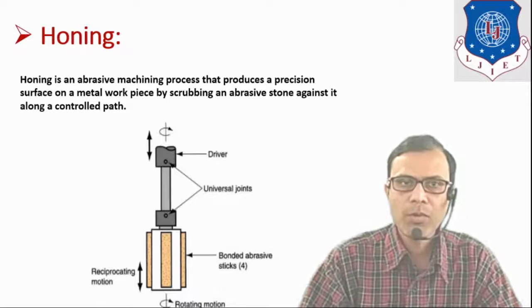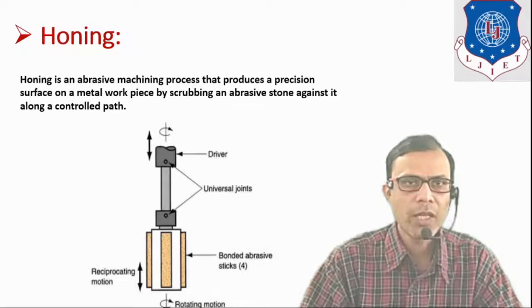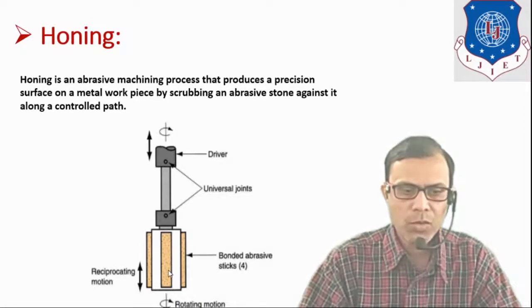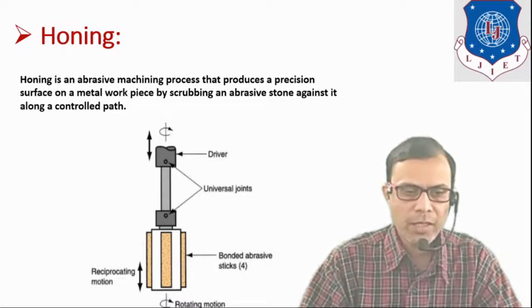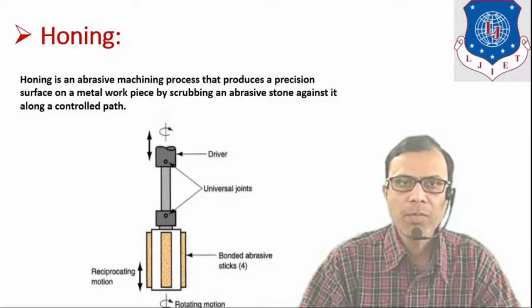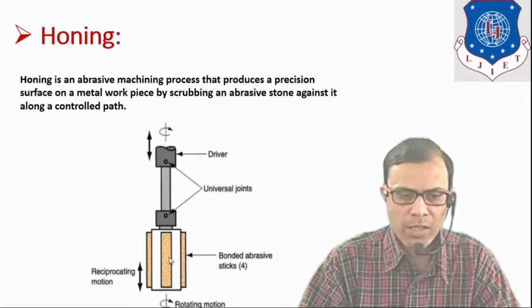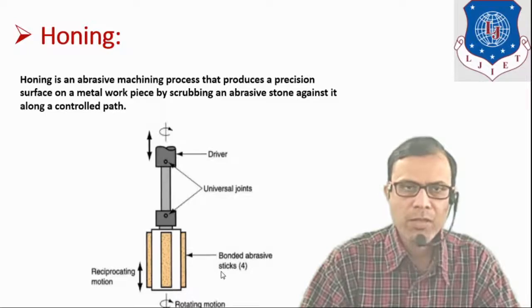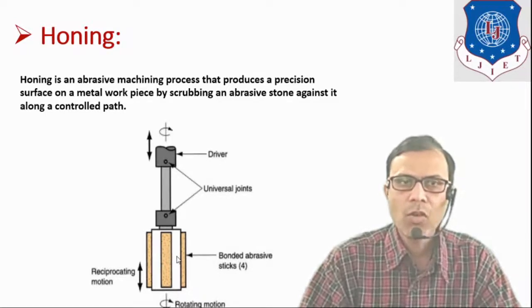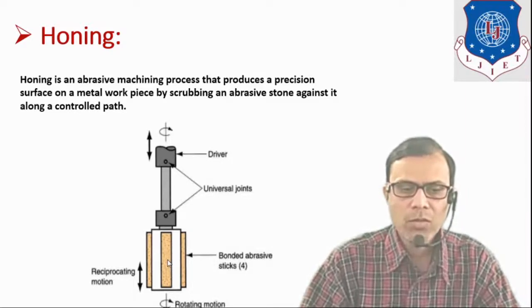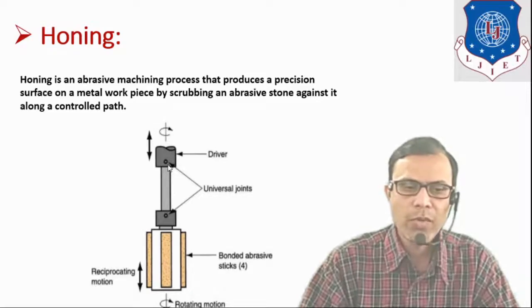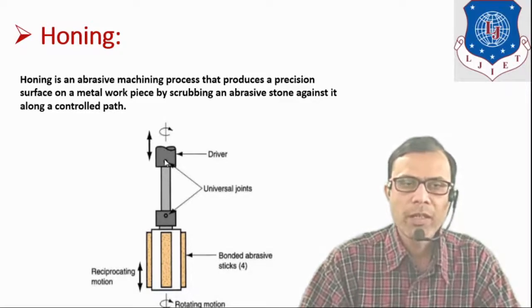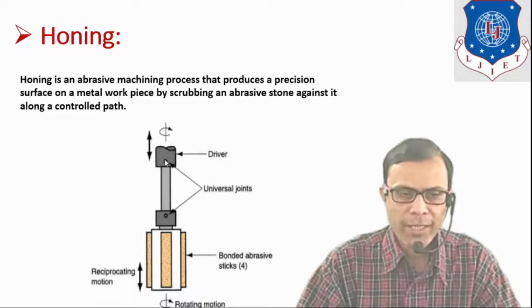The next type of process is known as the honing process. Here the tool used is known as the honing tool, and we can see the principle of this process in this diagram. These sticks are known as abrasive sticks, which are fitted on the peripheral surface of the honing tool. The honing tool is provided rotary movement and also reciprocating movement for surface finishing.